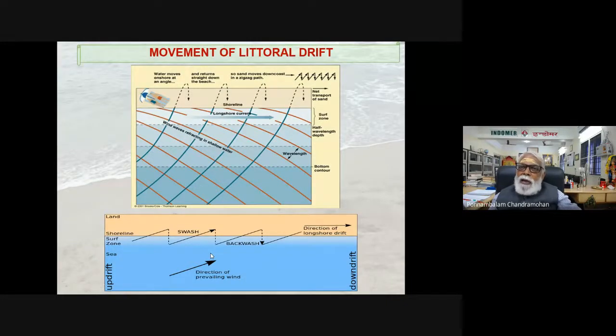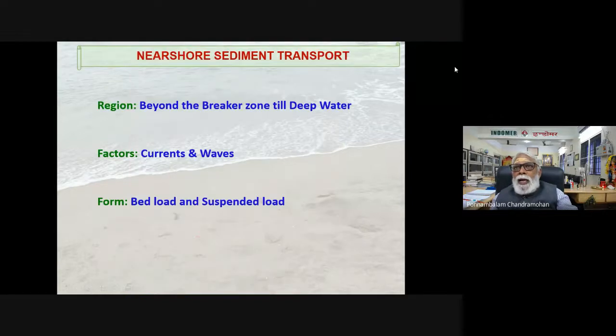When the waves break, they also have an uprush on the beach. When you stand there, the water will come up and go. That is the way it makes turbulence, takes the sand from the beach, keeps it in suspension and moves it parallel to the coastline. Near shore sediment transport means beyond the breaker zone till deep water.